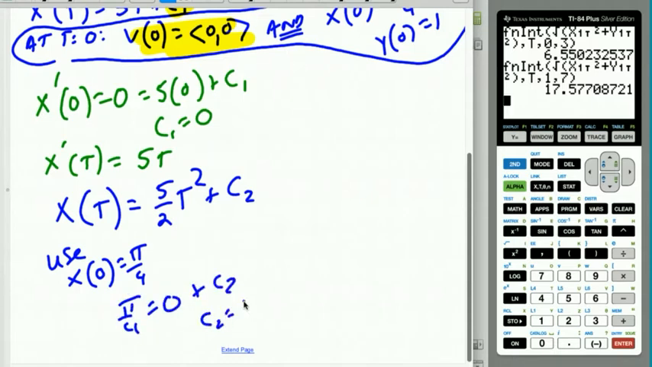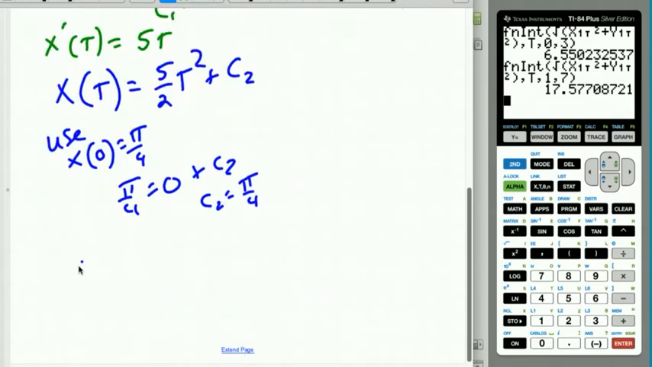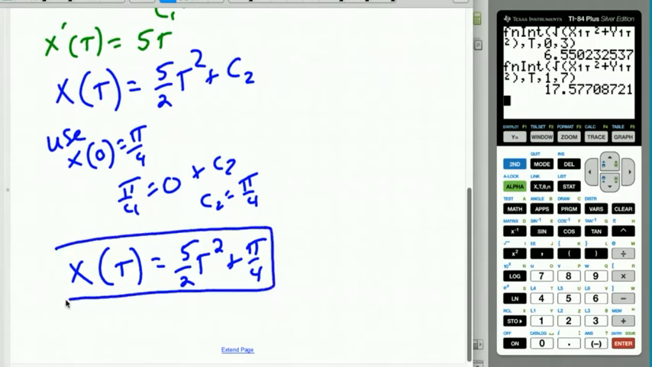C sub 2 must be pi over 4. Cool. So after all that work, I now have an equation for x of t. I'm half done with the problem. 5 halves t squared plus pi over 4. That's my equation for x. Okay, so this is half of my answer.